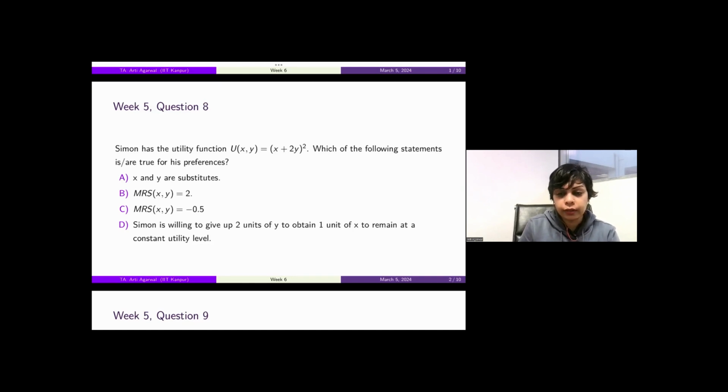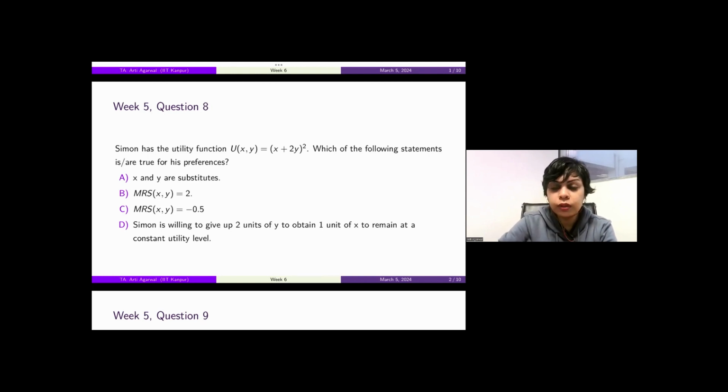D will not be correct, right? Because we just established that Simon is willing to give up 1 unit of y for 2 units of x, and in our option it's the other way around. Now, what other option can possibly be correct? Is there anything else correct, or are all other options wrong? A, yes, great. Because why?